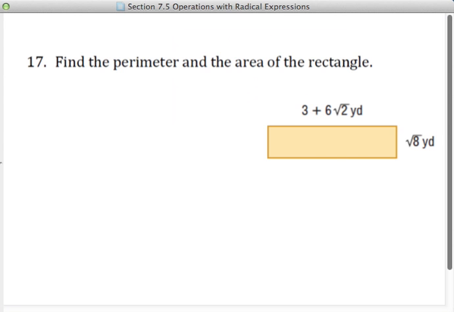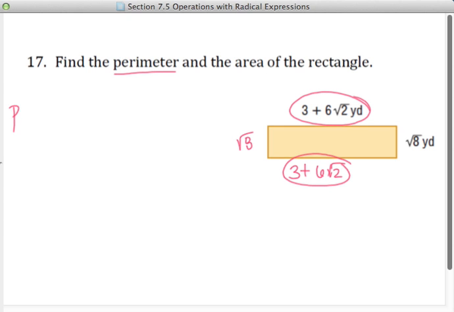All right, example 7 says find the perimeter and area. Okay, so we need to find both. So let's start with the perimeter. Remember, the perimeter is just adding up all the sides. So I'm going to go ahead and do that. But one thing I would like for you to notice is, if I'm adding them up, how many sides are there like this? There's 2.